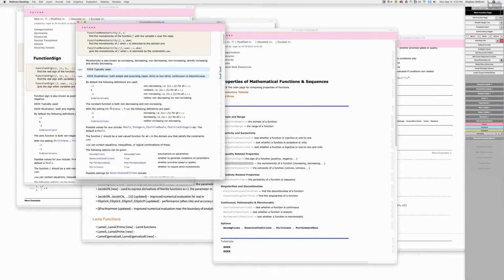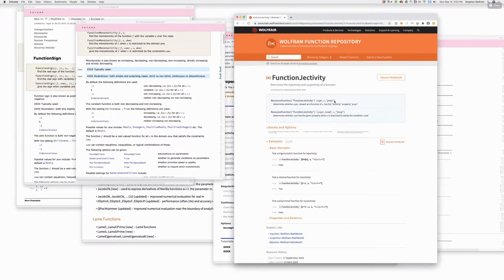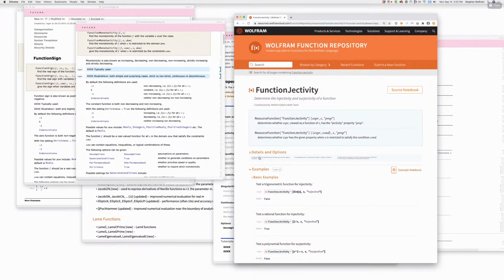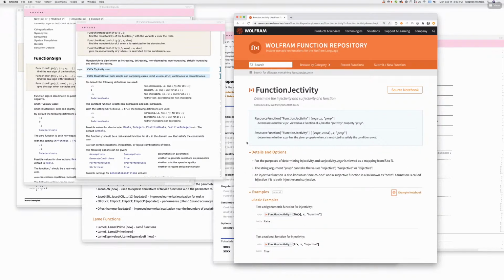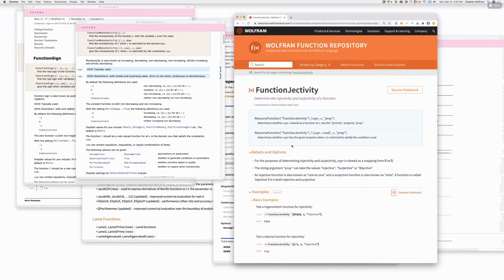Oh, that's interesting. IC points out that there is a resource function in WFR called function jectivity. Have you guys looked at that? No. We've not. We wrote this several years ago. That was probably long before it existed. So no, we have not looked at that. Okay, let me go and look at it. Oh, it came from the Wolfram Alpha math team. Well, this was a request from the Wolfram Alpha team to do this injective, surjective, bijective. Okay. And I think they put it in here as a placeholder. Okay, fine.